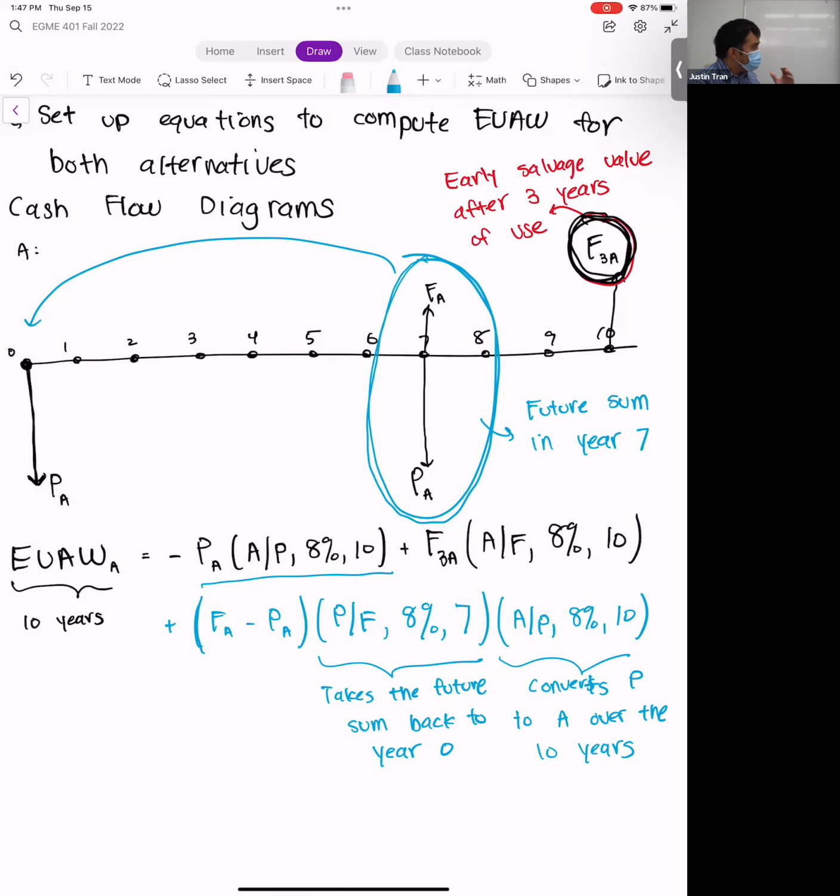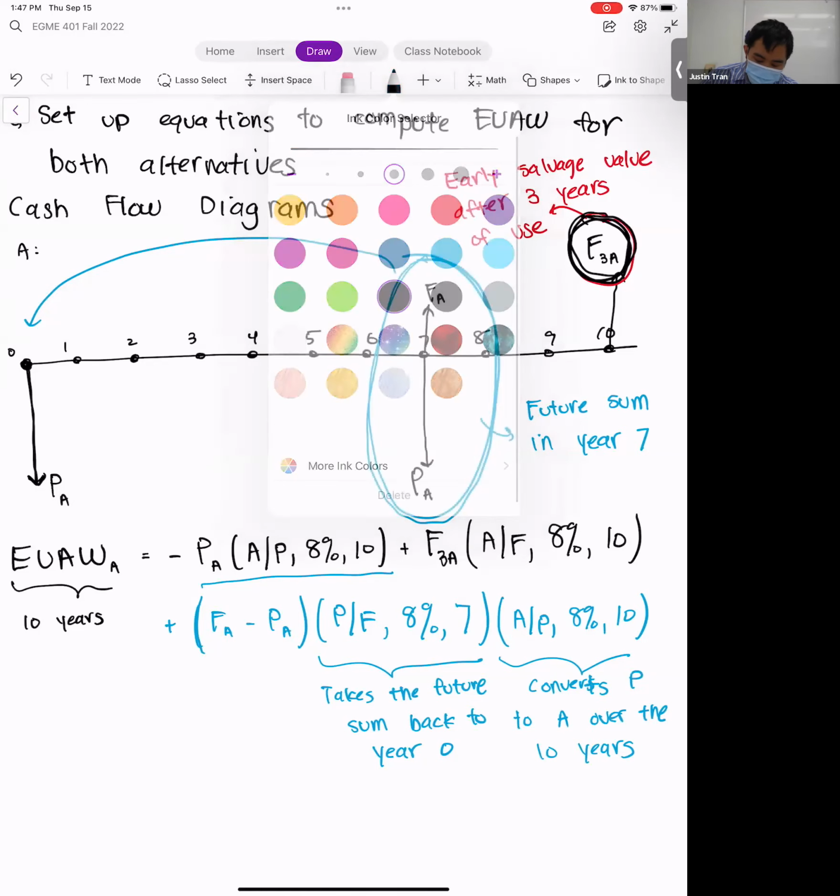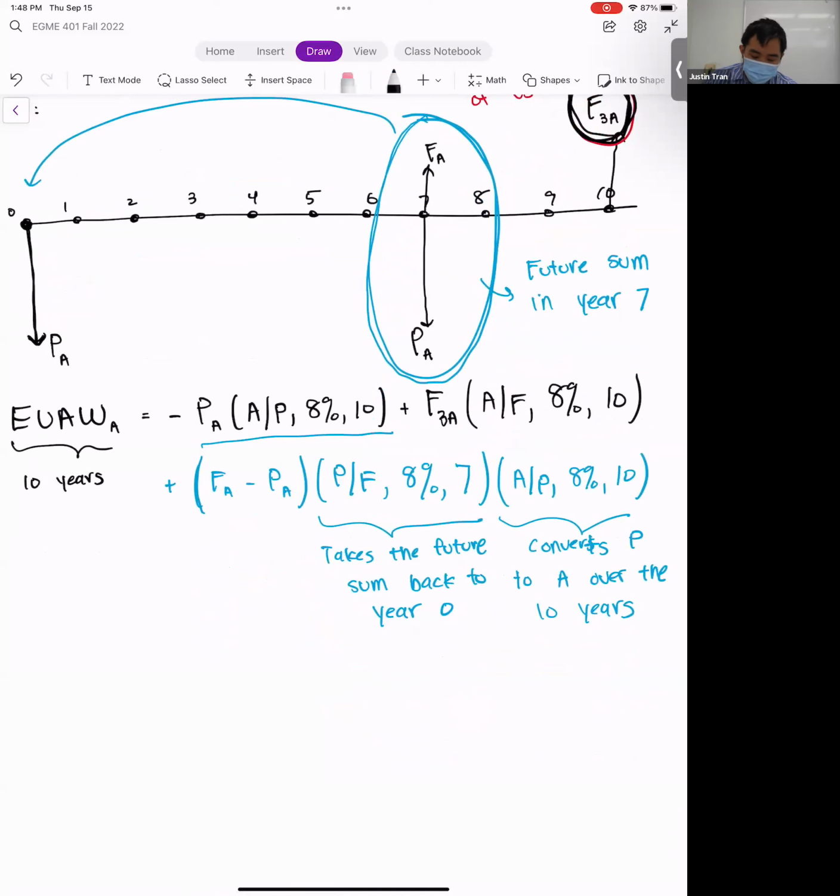So now all 3 of these cash flows are in the same form. They're all in uniform series form, and we can go ahead and compute this. Of course, we can't fully compute this because we don't know the values of PA, FA, or F3A, but we can at least look up the values in the table. If we do, what we get is EUAW of A is equal to minus 0.236 PA, P uppercase A.